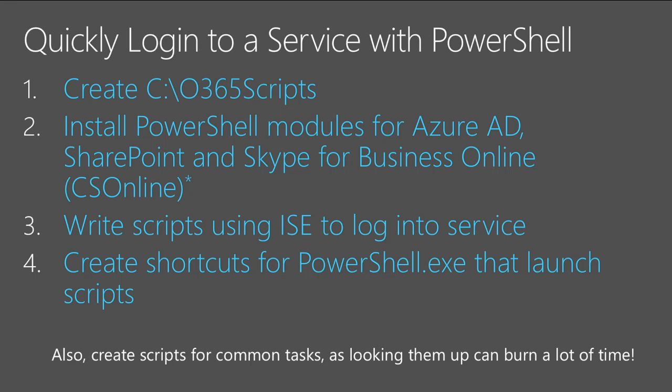Believe it or not, even for simple things like logging into the service, I've seen customers type in the lines manually by themselves and go through that process instead of just scripting the 3 lines that make it available. Here's one way to do that. Create your own personal scripts folder. Make sure that you install the appropriate modules, in this case, Azure AD, SharePoint, and Skype for Business Online. You don't have to worry about Exchange. Those are fully remotable, so you don't have to install those. Once you get the modules in, write scripts using the PowerShell ISE, and then create shortcuts with PowerShell.exe launching those scripts. So let me just quickly show you what that might look like.